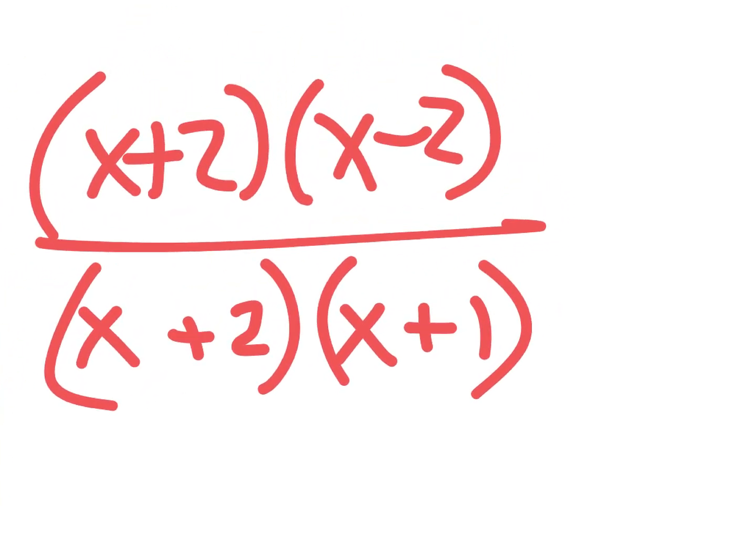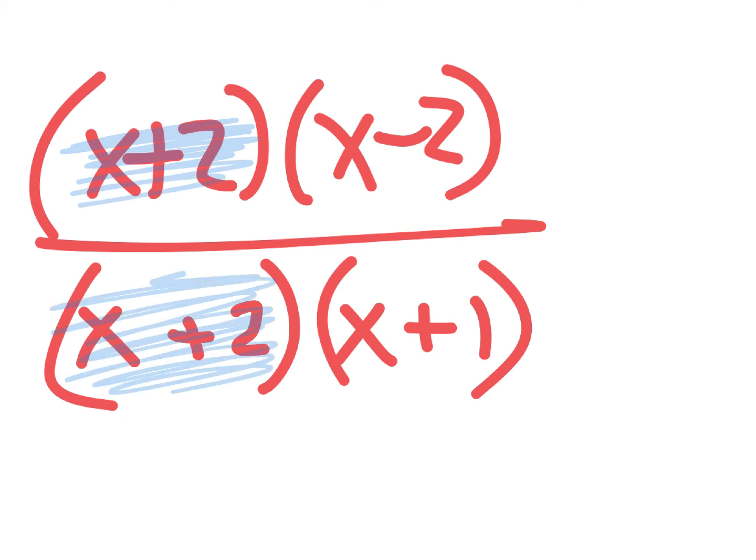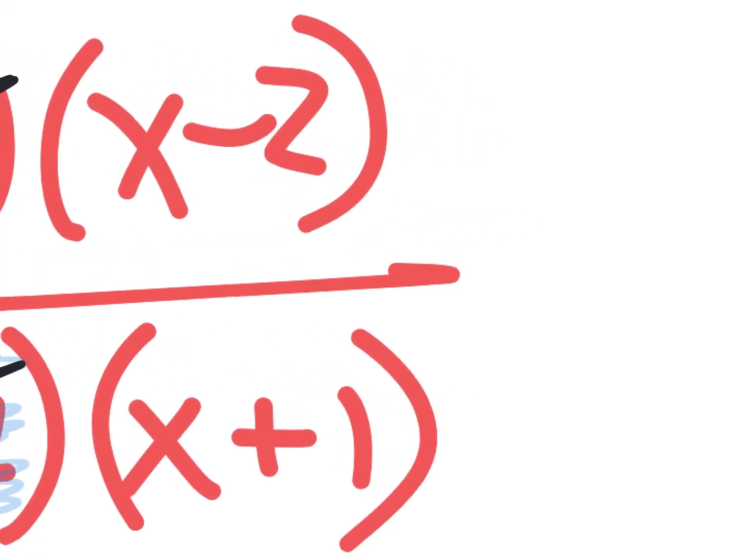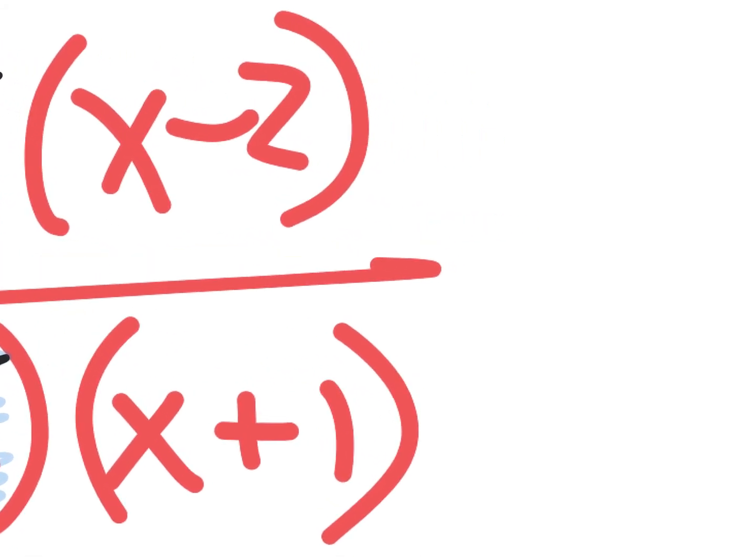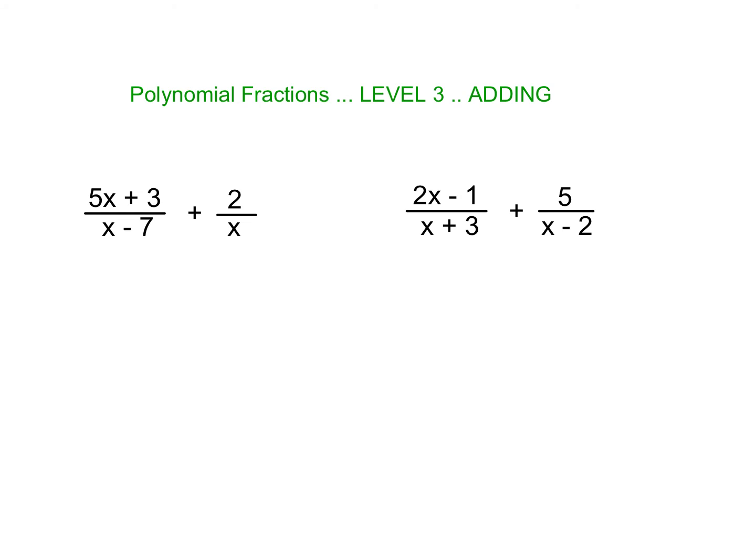So I hope these become obvious to you, that and that are the same, so they cancel. x minus 2 over x plus 1. How many of you were able to come to that answer? Nice. Okay, and this one.